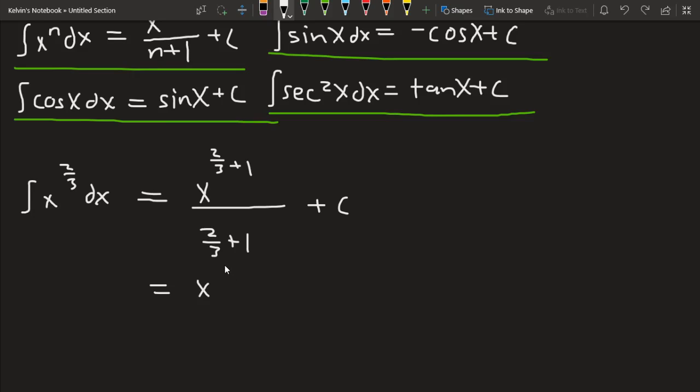And I'm going to rewrite that because it's a bit sloppy. x to the 5/3 over 5/3 plus c, which we can rewrite as 3x to the 5/3 over 5 plus c.